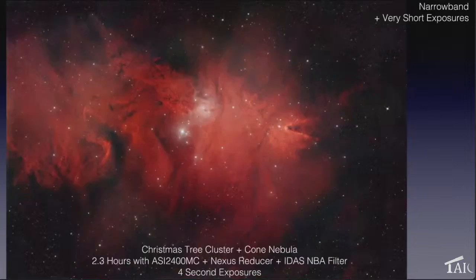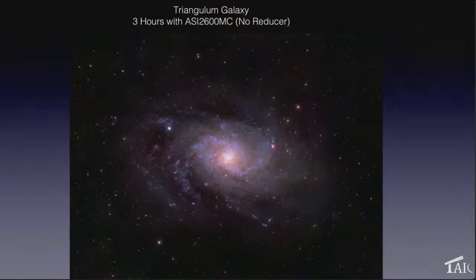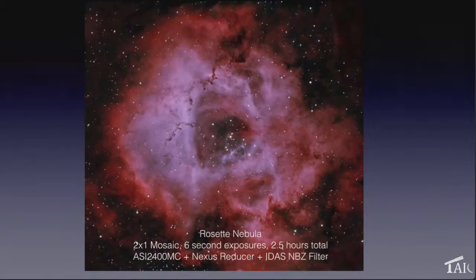And then here's an example where I had really short exposures. It was really windy this night. And so this was narrowband, and I cut it down to 4-second exposures, if you can believe it. 2.3 hours on the Christmas Tree Nebula and Cone Nebula, Christmas Tree Cluster. So even with 4-second exposures, I can get an okay image. Wrangham galaxy, 3 hours. This is a 2x1 Rosette.